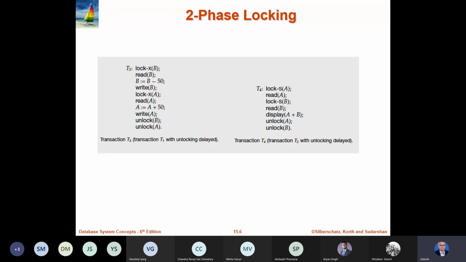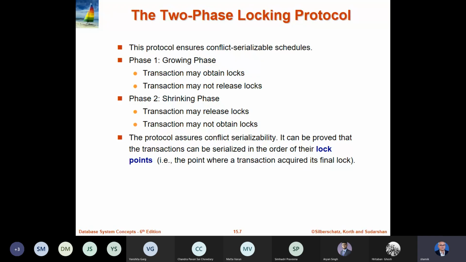If you look at this example, in P3 you see that unlocking is happening at the end. Similarly for P4, the locks and unlocking are happening at the end. I do not have an unlock of B before the locking of A, in whatever mode. So that is what is called two-phase locking.